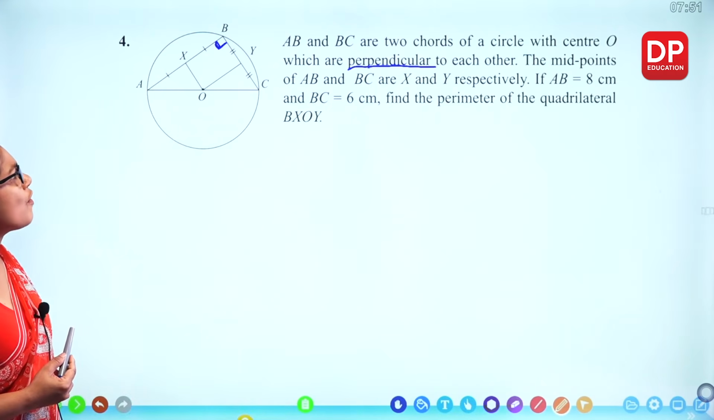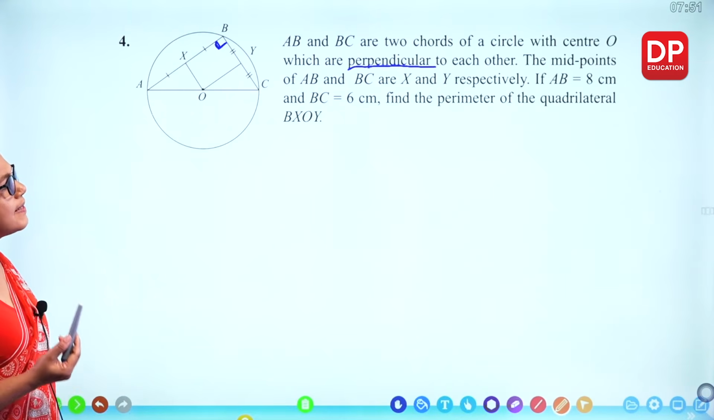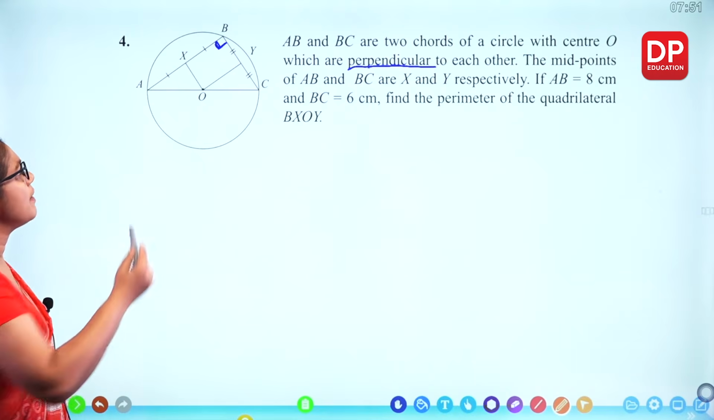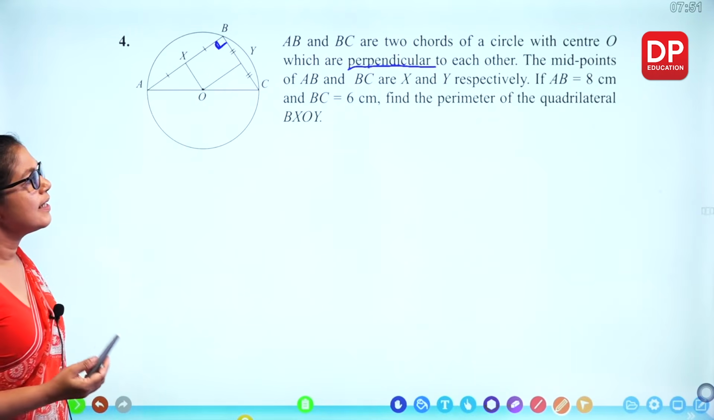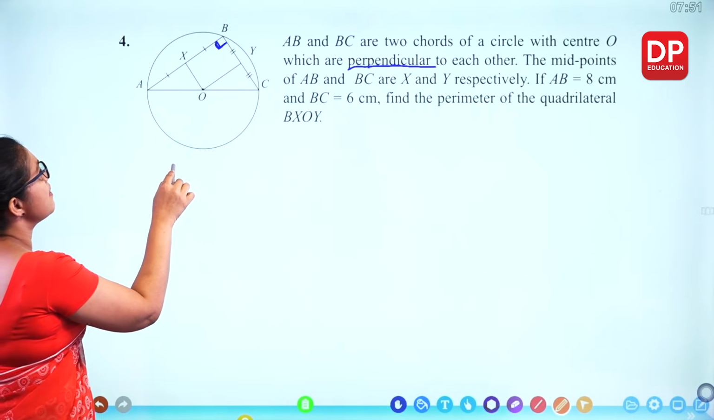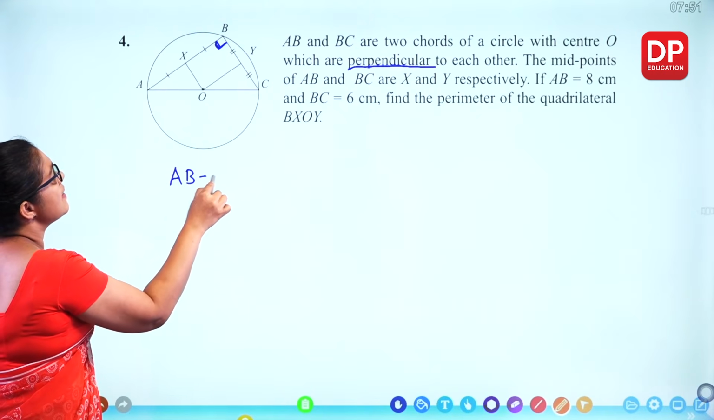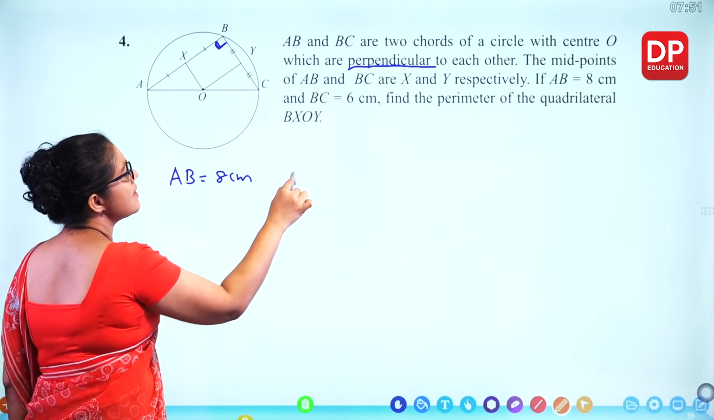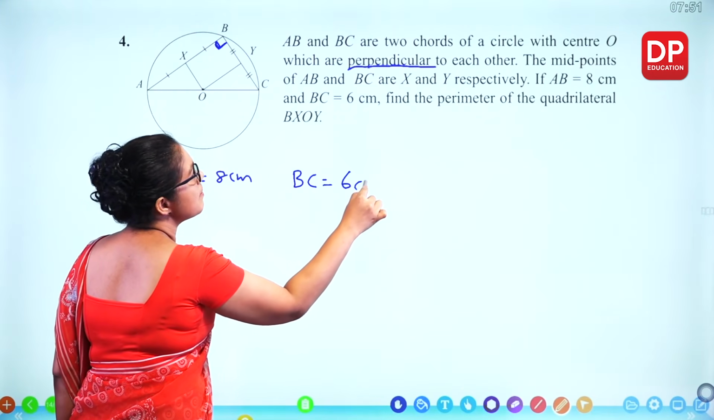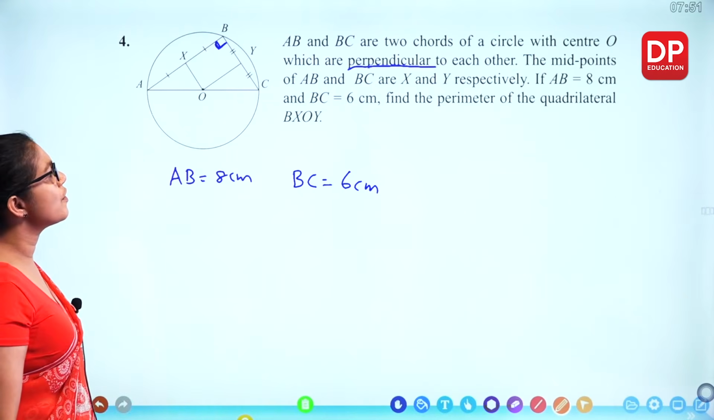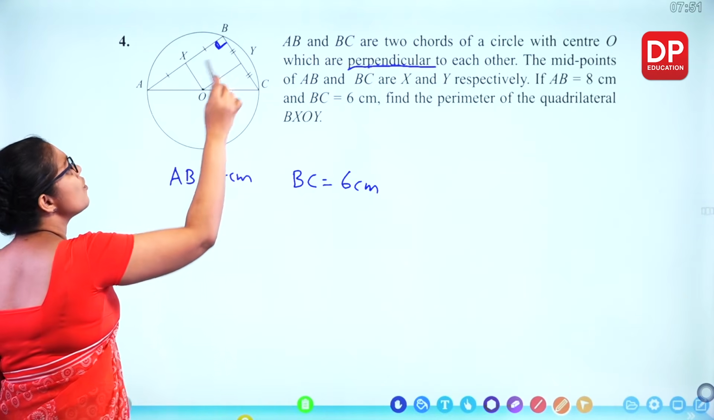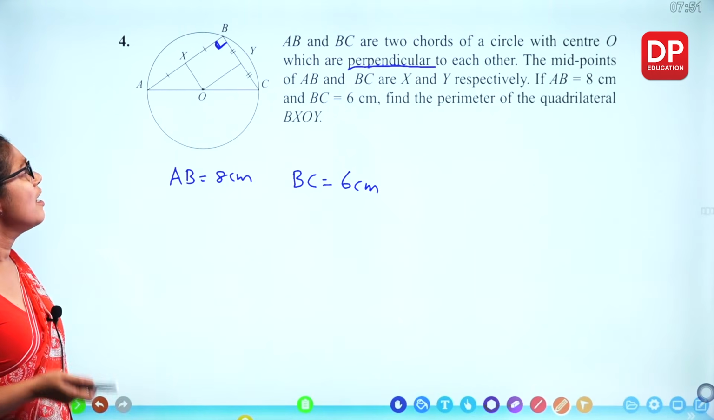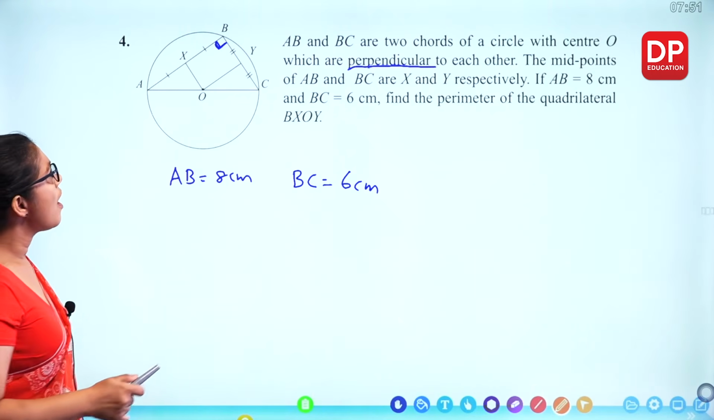The midpoint of AB is X and midpoint of BC is Y. So already marked with equal lengths. AB is given 8 centimeters and BC, this length is given 6 centimeters. Find the perimeter of the quadrilateral OXBY. So this is a similar question to question number 3. So you are asked to find out.